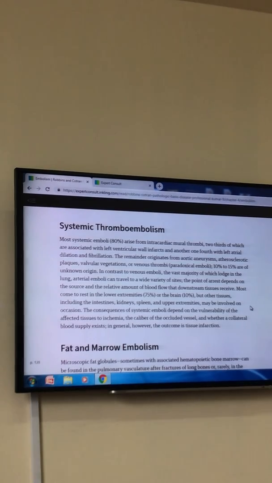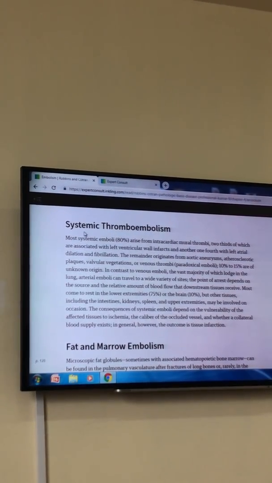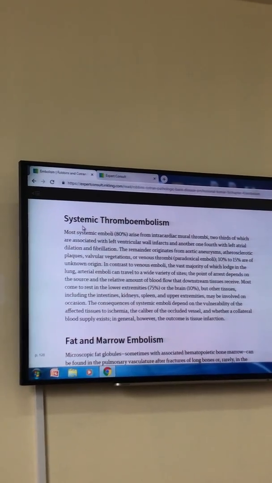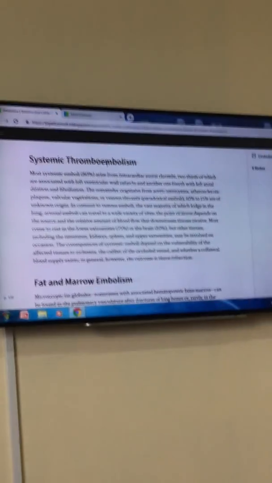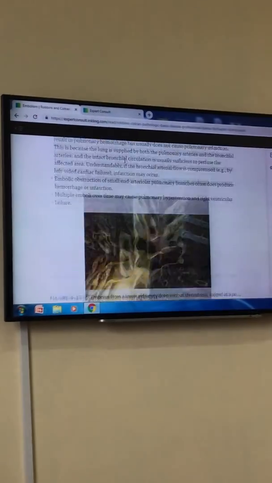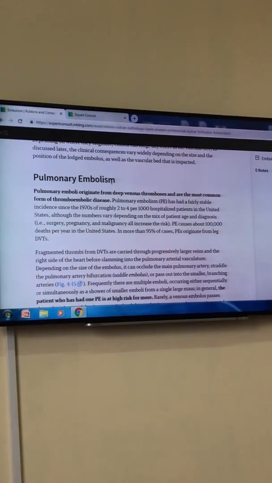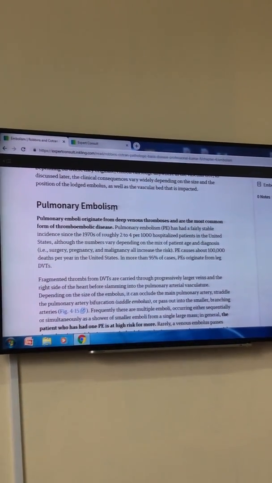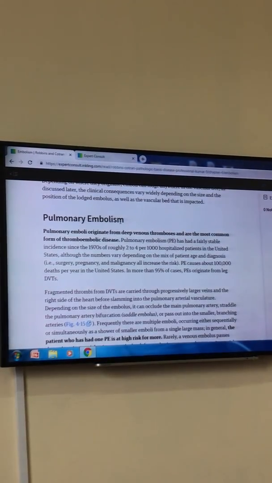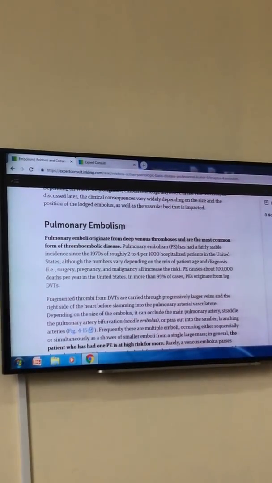What does it mean, systemic thromboembolism? When we use the term systemic, it means that this embolism is present in arterial circulation. So after the most common type of embolism, which is in the lung, called pulmonary embolism, and its most common cause is thrombosis in veins, especially in deep leg veins.